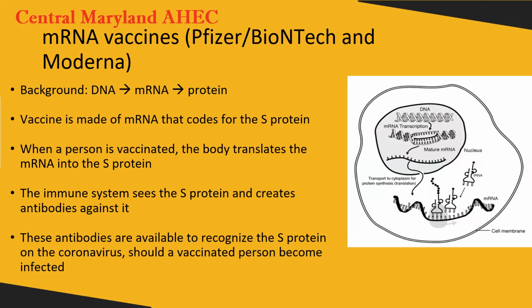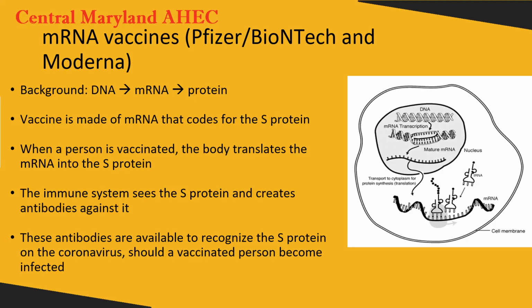I'll talk about the mRNA vaccines first. This is the Pfizer vaccine and the Moderna vaccine. For a little bit of background as to what mRNA is, a lot of processes in our body are carried out by proteins. Proteins originally come from DNA, which is what makes up our genes. So DNA is turned into mRNA, and mRNA is then turned into protein. That's how mRNA fits into cellular processes in our body.